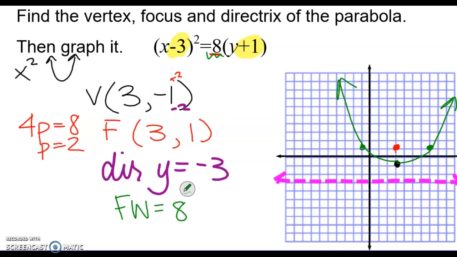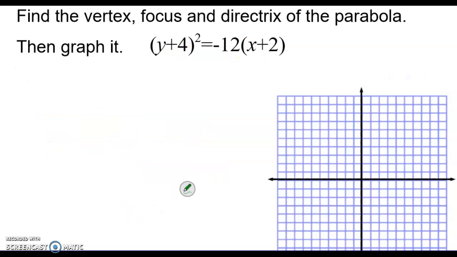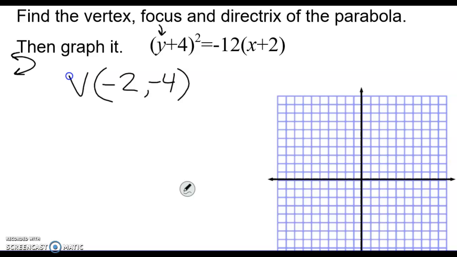All right, let's try another one. You are more than welcome to pause this if you want to. I'll go through this one, but again, pause or put it on 1.5 speed if you know what's going on. So first of all, my vertex is at (-2, -4). Okay, check to make sure. Why did I do that in a wonky order? Because I know, since it's y squared, that this is going to open either left or right. I'm going to say it opens left because this right here is -12. So therefore, my vertex is (-2, -4).